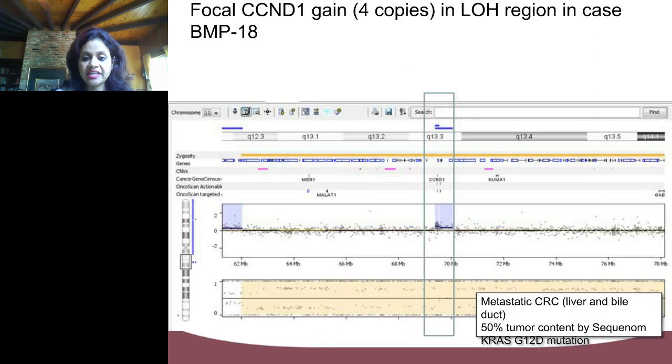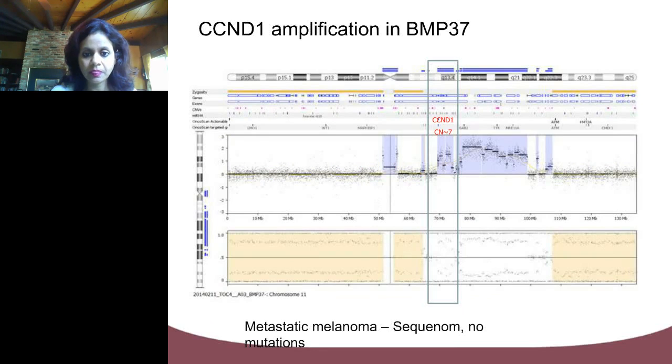This was a patient with a single KRAS G12D mutation. This is a metastatic colorectal cancer. It had a 50% tumor content by Sequenom. And what they found when they ran OncoScan was an actionable focal CCND1 gain. Here is an example where they found no somatic mutation. So this falls in that 65% bucket where they found no actionable mutations. However, they did find a 7-copy CCND1 amplification on OncoScan, which is targetable.